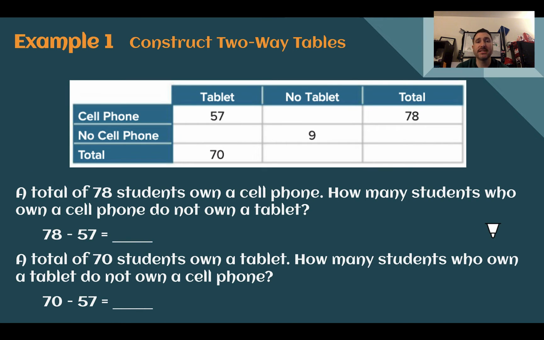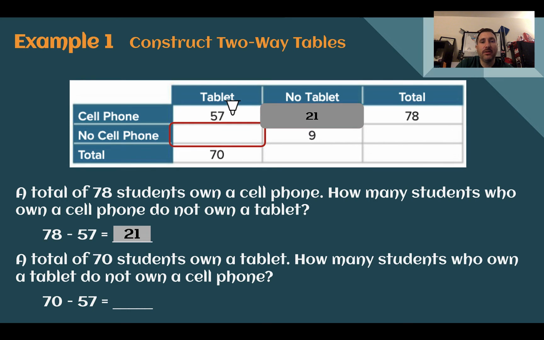Now we can do the same process that we did in the learn, figuring out how to fill in missing things. So let's fill in this top one. 57 plus what gives you 78. Subtract, we would find that it's 21. Now let's figure out the no cell phone for the tablet. 57 plus what is 70. If I subtract, that's 13. So this box must be 13.